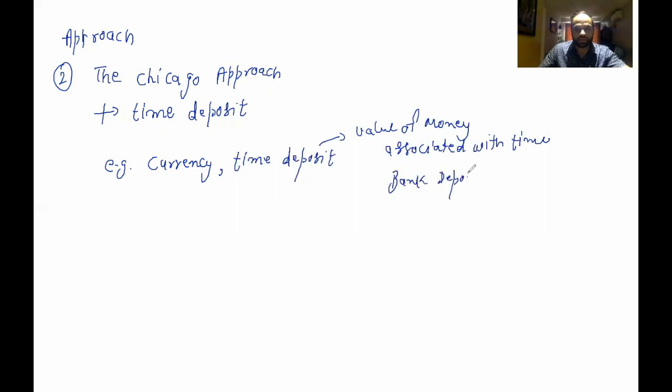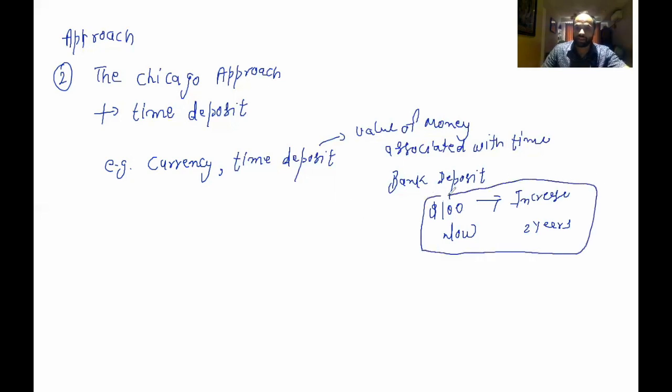All right, for example, bank deposit. You deposit $1,000 in a bank now. After, let's say, 2 years, this value will be increased. This $100 becomes 120, 150, 200. It depends upon the interest rate. But that's the meaning of time deposit. Right? So the value of money has changed. If the value of money has changed, it means the definition of defining the money is also different. Right? So this is a Chicago approach.